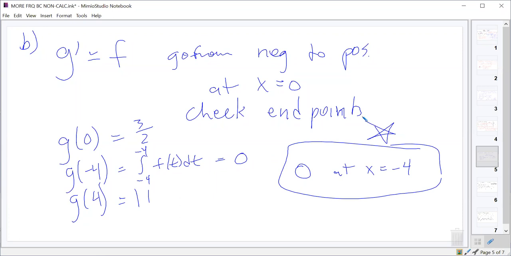And they gave you 3 points for that, which seems pretty generous. 1 point for that, 1 point for checking these 2 values, and 1 point for the final answer with some justification. Good or no?